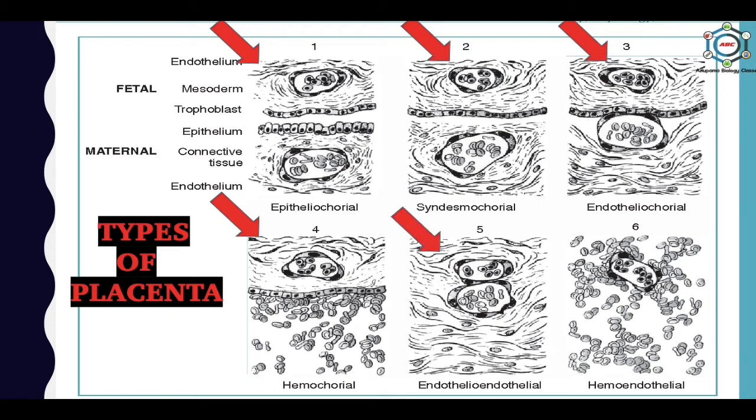Next is endothelial placenta, and here there is no trophoblast and epithelium, they are in direct contact. And the last is hemoendothelial. In this, the placenta having the endothelium of the vessels of the chorionic villi is in direct contact with the maternal blood. So these are the types of placenta.